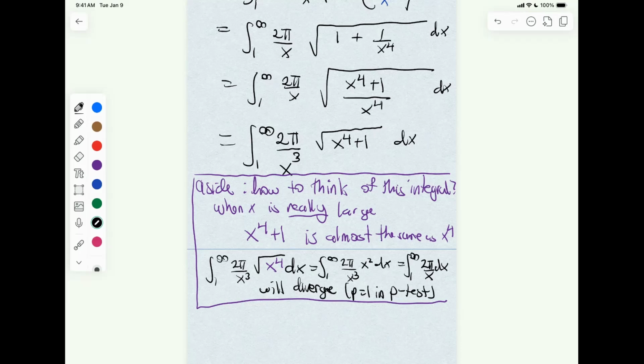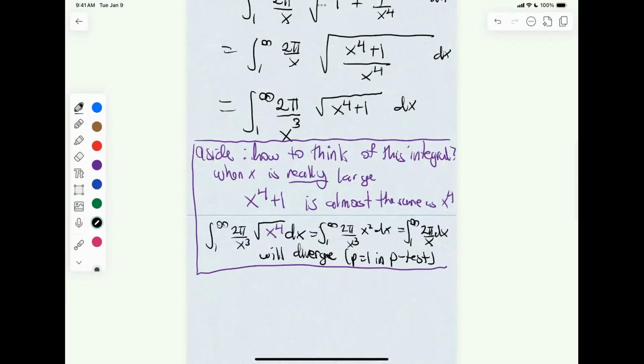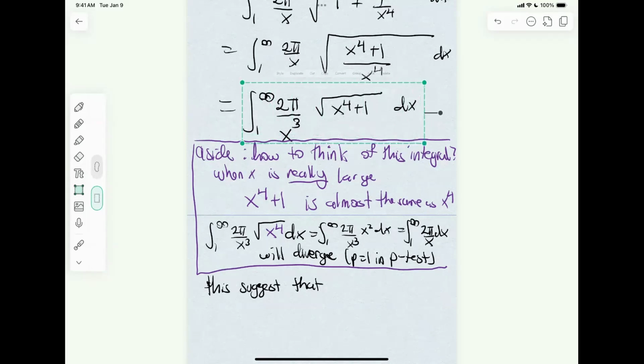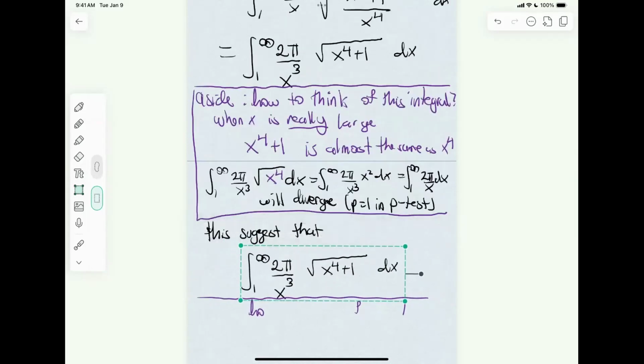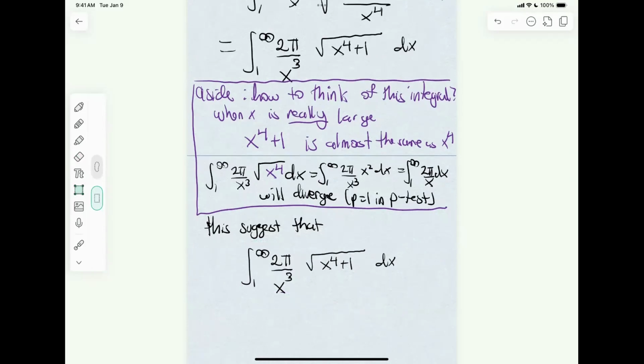Is that okay? Is that making sense? Questions up to this point? So what I'm saying is that because you expect these two integrals to be more or less the same, you expect this integral to be infinite as well, to diverge, because the one it's comparable to, which is more or less indistinguishable from it, diverges. So this suggests that it diverges. Is that making sense?